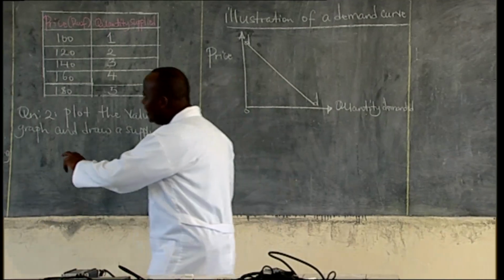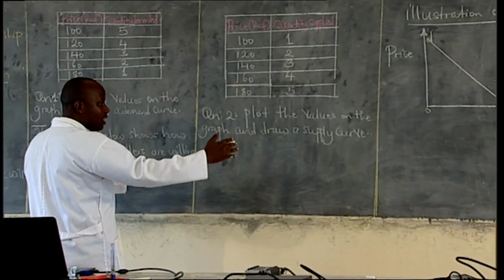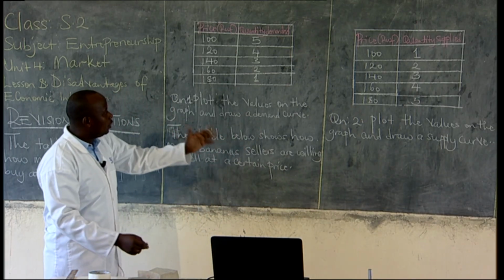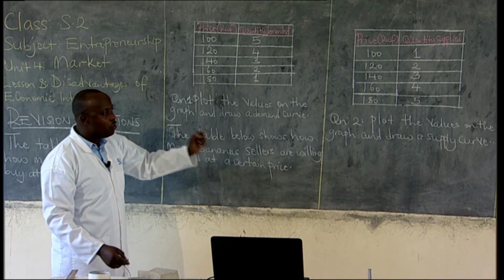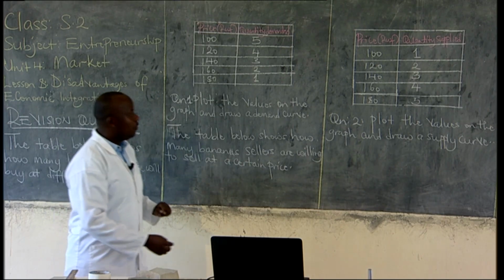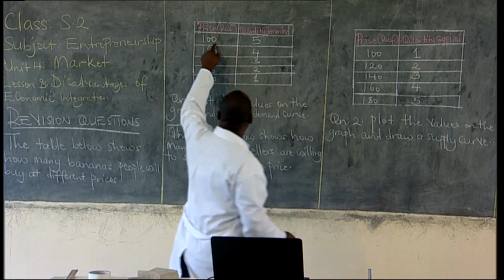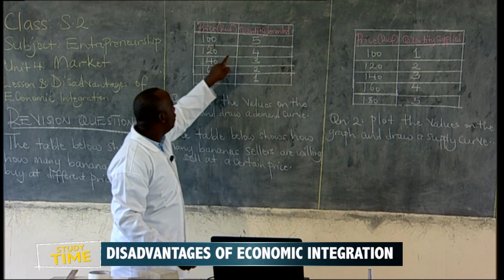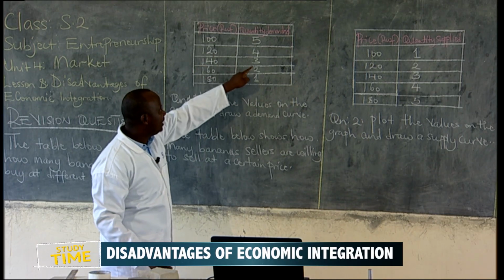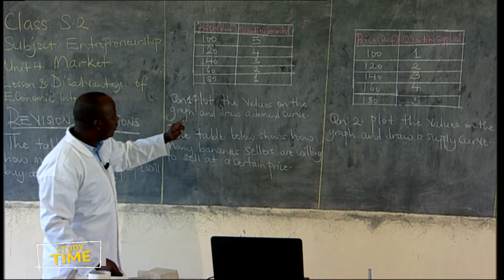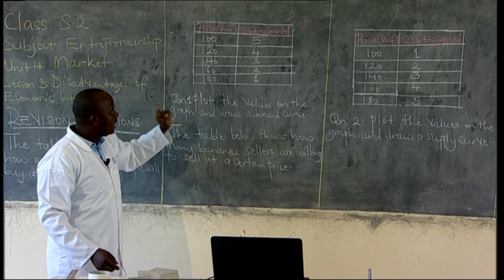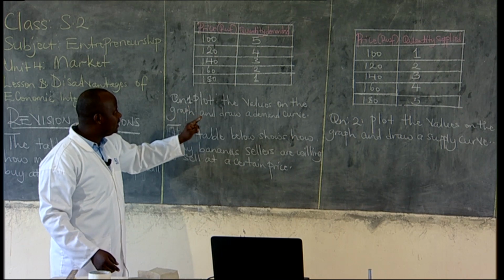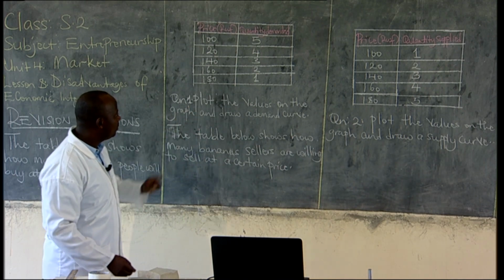Now we are going to plot these values on the graph, because the question is, plot the values on the graph and draw a demand curve. We have 100. On 100, the quantity purchased is 5. On 120, the quantity purchased is 4. On 140, the quantity purchased is 3. And on 160, the quantity purchased is 2. And on 180, the quantity purchased is 1.